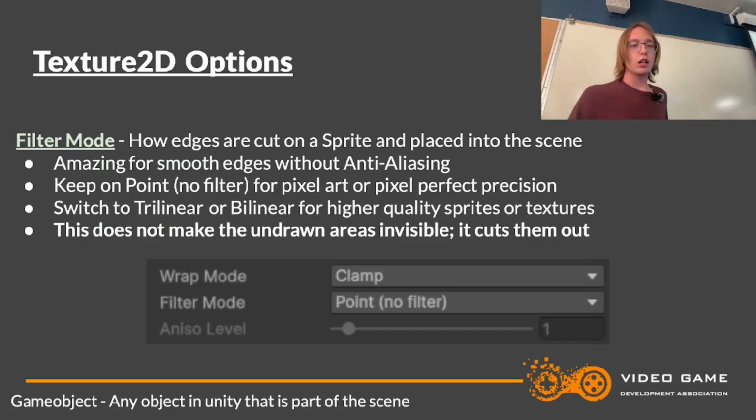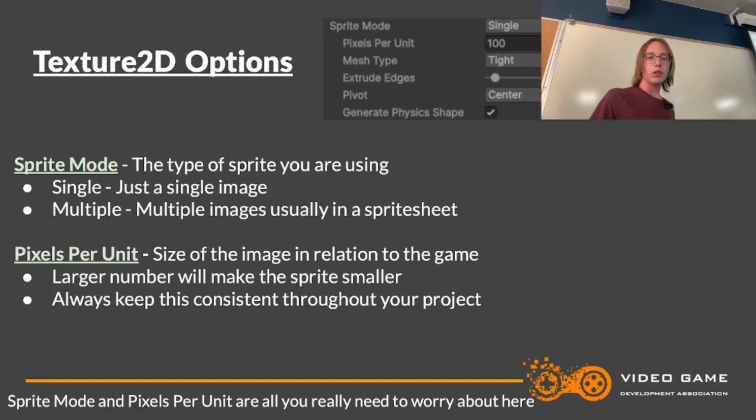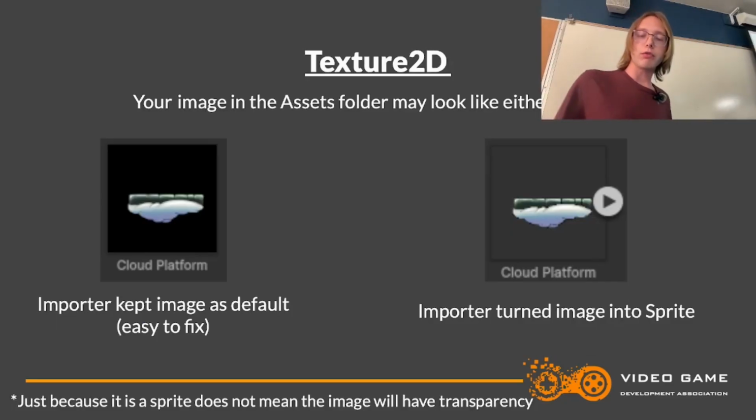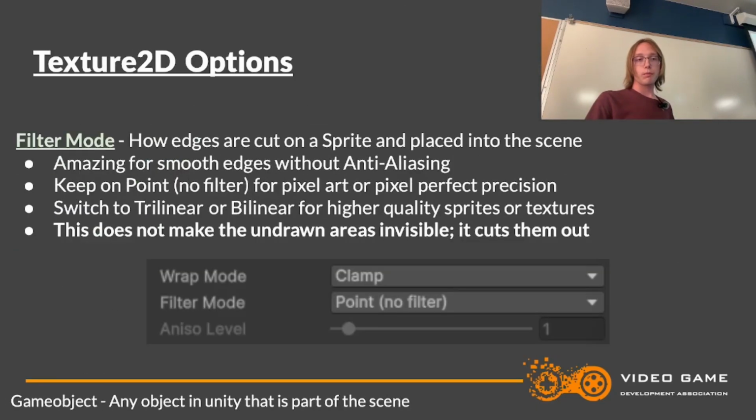So yeah, filter mode. This is how edges are cut on a sprite and placed into the scene. There's a difference between transparency and cutting out a sprite. You may notice that if you go up here, the cloud platform icon on the right looks like it's transparent. This is what it looks like when it's cut out. But that doesn't mean that it's transparent yet. Transparency means what the alpha value is in RGBA. A is for alpha, and alpha is going to be transparency. So for filter mode, this is just cutting out the sprite. And we're going to look at something else that's a transparency, and you'll see what I'm talking about.